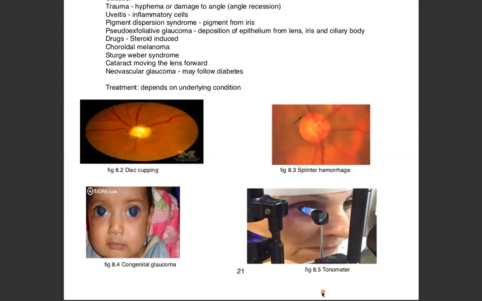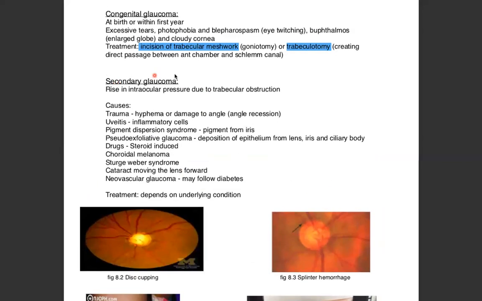This is tonometry, which basically measures the pressure of the eye. These are splinter hemorrhages. Don't think it's that obvious. With the disc cupping. If it's secondary glaucoma, you just treat the underlying cause.